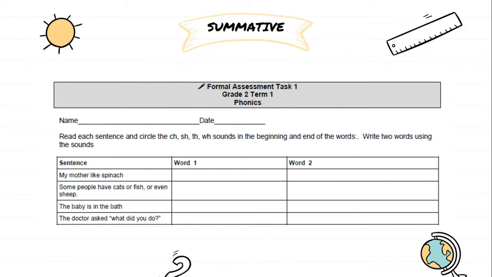So here is an example of a formal test where they would actually write some words in the block as their summative. So it's the end of the work, and these are normally the tests that count for the most amount of marks, and then this mark would go on the report.